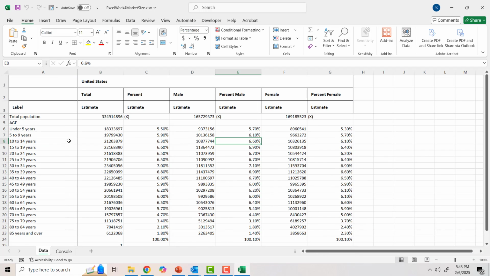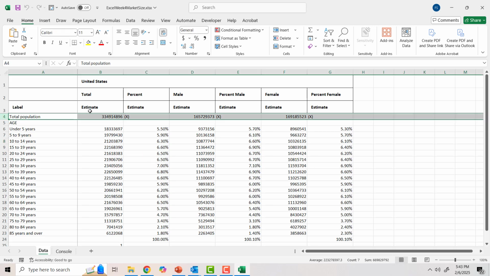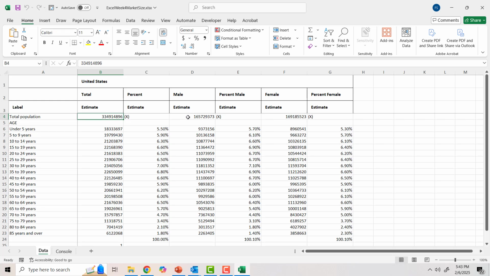Okay, so I got some data here. I actually downloaded it from the US Census. We have the total population, the male population, and the female population of the US. You see, there's slightly more females than males. And for each of the overall, the male and the female, we've got a breakdown by age. So for example, 25 to 29, 6.5% of the population is in that age group, 6.7% of the males, and 6.4% of the females.